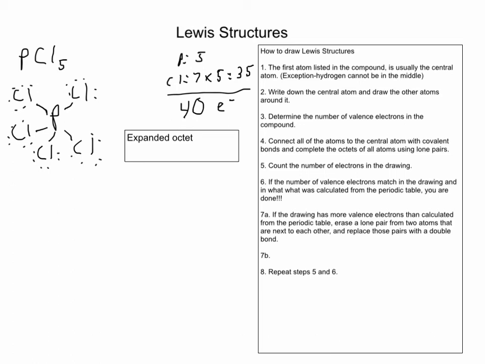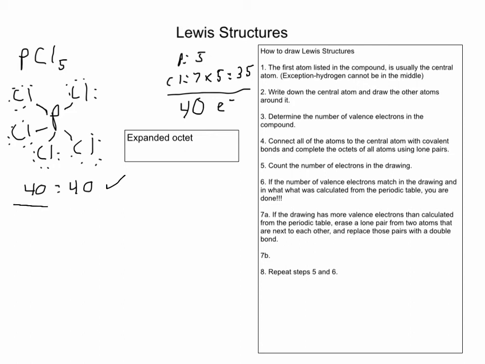Let's count the total number of electrons. 2, 4, 6, 8, 10 from the bonds, plus each chlorine has 6 electrons in the lone pairs, so that's 30 plus 10 gives me 40 electrons in the picture, and that's equal to the 40 electrons that we should have from the periodic table, so we are done. So that's the example of the expanded octet.